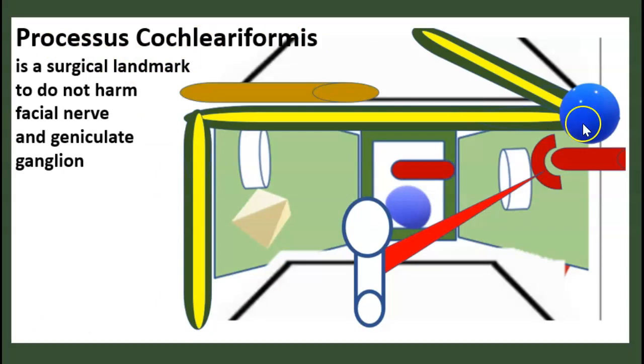Processus cochleariformis. It is a surgical landmark to avoid harming the facial nerve and geniculate ganglion.